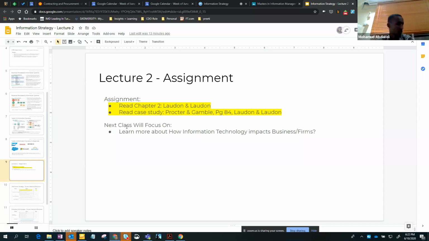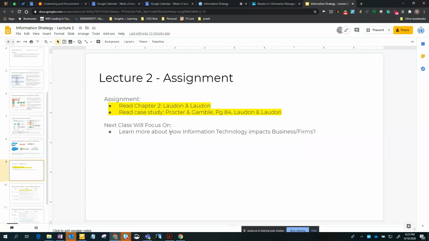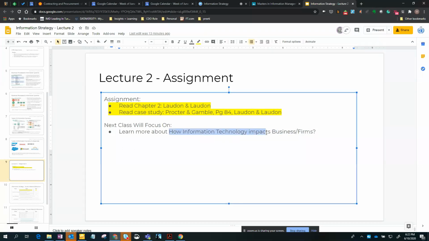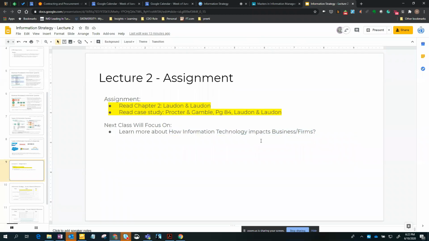In the next class, we'll focus a bit more on how IT fits into a business or a company. How does it impact the company? There's an IT department in a company. What does it do and how does it fit into the company? So we'll talk a bit more about that.